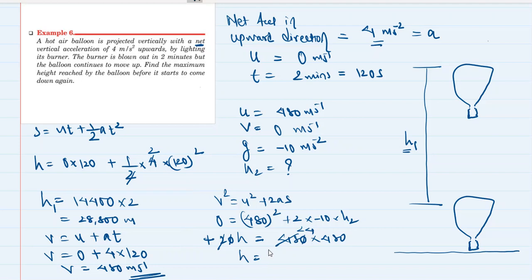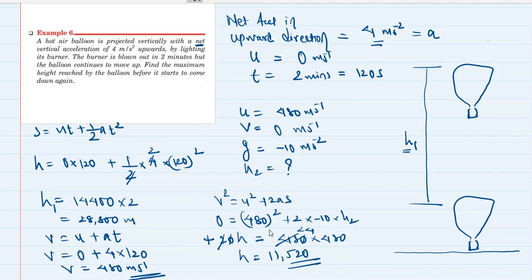Let's see how much we have got here. 24 multiplied by 480 is 11,520, approximately 11,520. So this is the height above 28,800 feet which the balloon will reach.